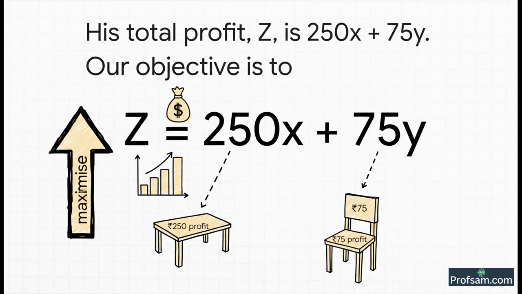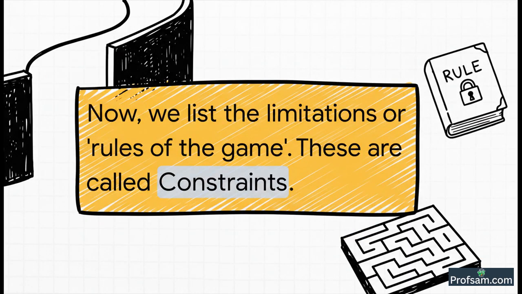Let's build it. The profit from one table is 250 rupees, right? So the profit from X tables is just 250 times X. And the profit from one chair is 75 rupees, so the profit from Y chairs is 75 times Y. His total profit, which we'll just call Z, is simply 250X plus 75Y. Our whole objective is to make the Z as big as possible. Great, so we have our goal.